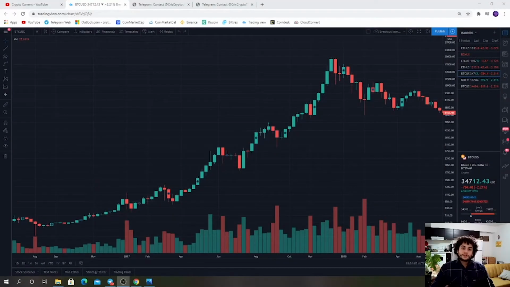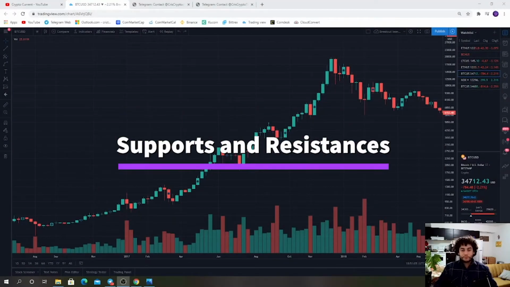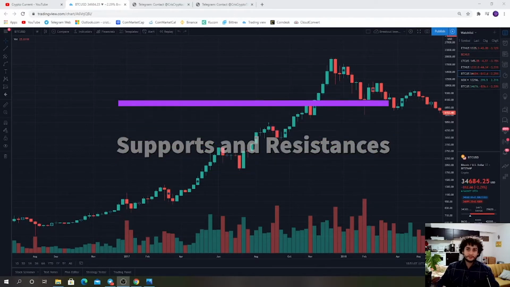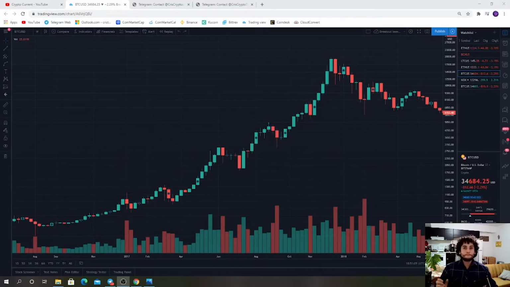So first off, let's talk about supports and resistances. A support is a general price area where the price of whatever you're trading or whichever asset you're looking at is likely to bounce off of. You can think of it like a trampoline almost. And then a resistance is a point that the asset has a very hard time getting above. So we know for Bitcoin, for the past couple of years, a really big resistance level was 20,000, right? Because that was our top, and we had a really hard time coming above it.